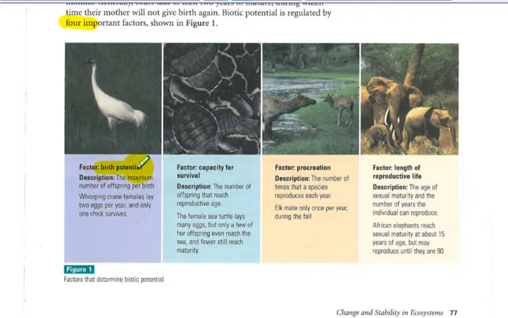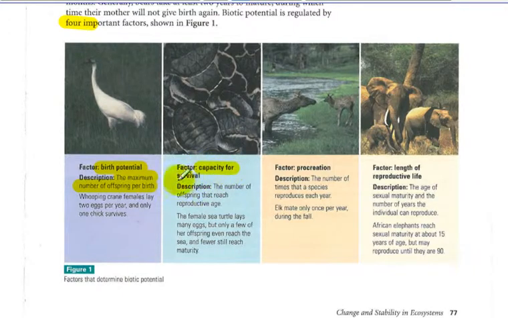First one is birth potential. What we mean by that is the maximum number of offspring, meaning babies, etc., per birth. So for example, whooping cranes lay 2 eggs per year, but generally only 1 survives. Okay, so birth potential: the maximum number of offspring per birth.